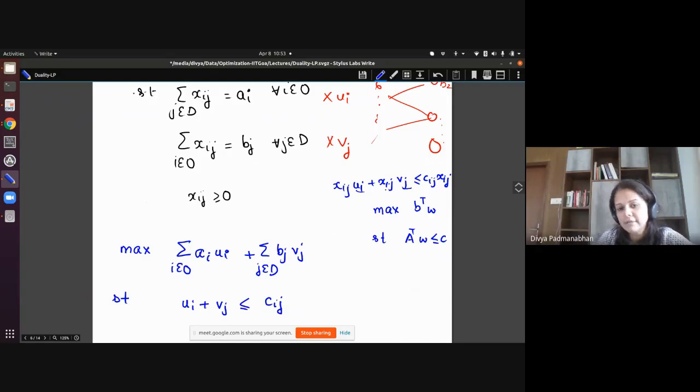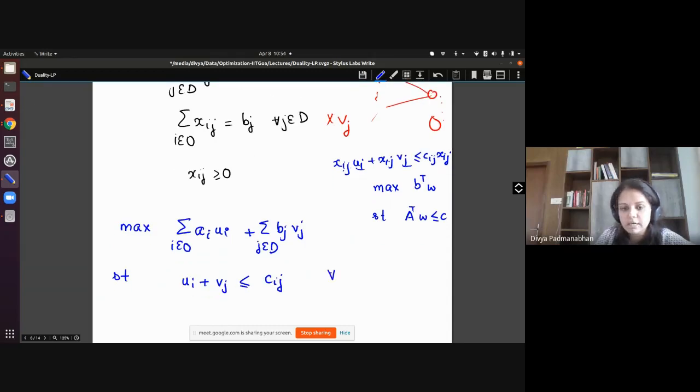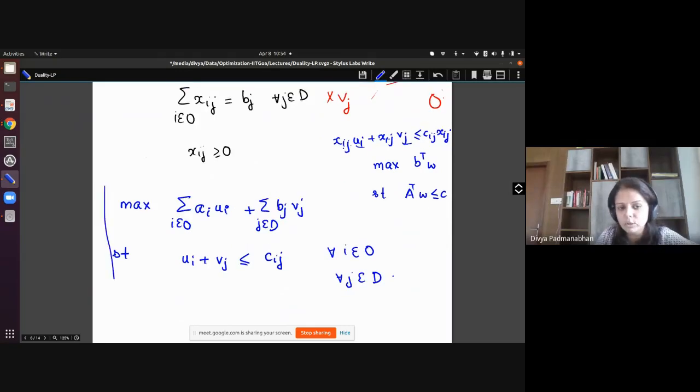So the dual will not have any of the x's, because it's only the coefficients. So whatever xij is there, the coefficients of that, ui plus vj, should be less than or equal to cij for all i in the origin and for all j belonging to the destinations. And u and v are unrestricted. So this is going to be the dual.